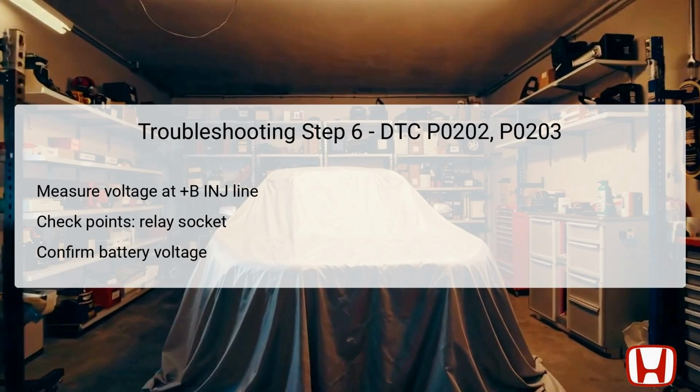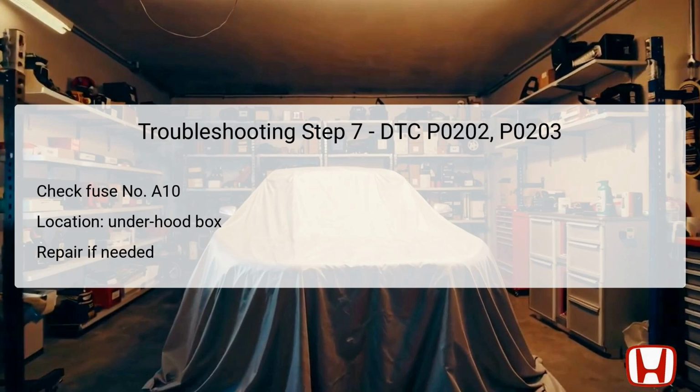The seventh troubleshooting step is analogous to the fifth, but focuses on checking the condition of fuse number A10, rated at 20 amps, and located in the underhood fuse relay box. This fuse can have a significant impact on the performance of the injector circuit.